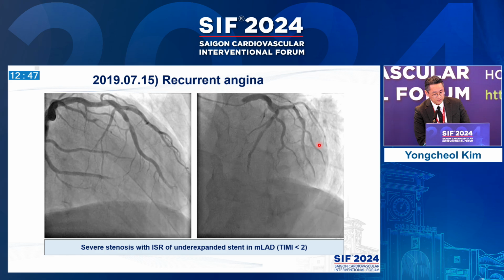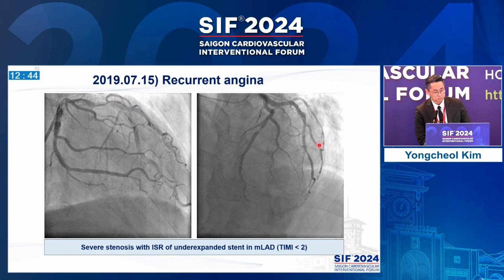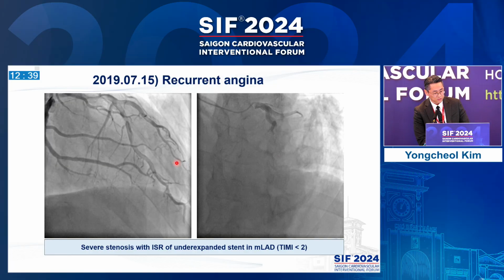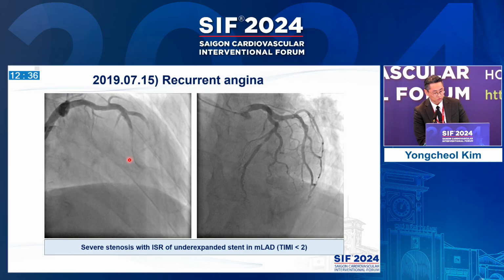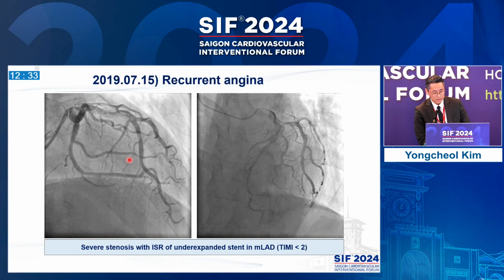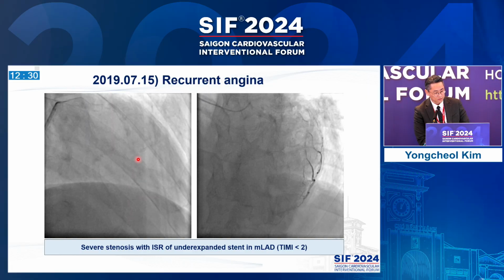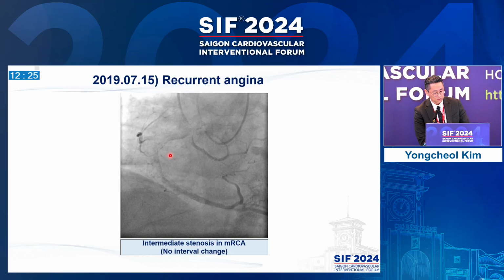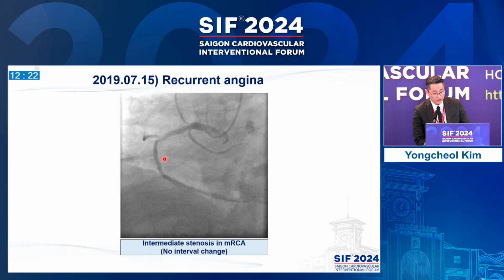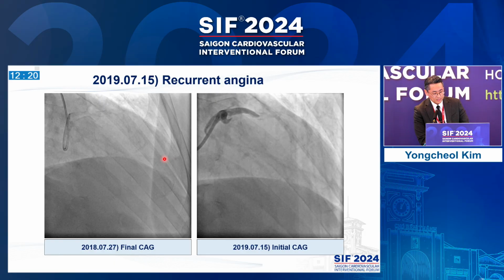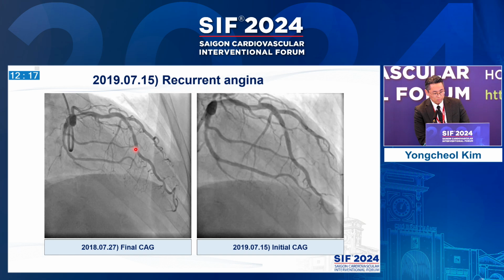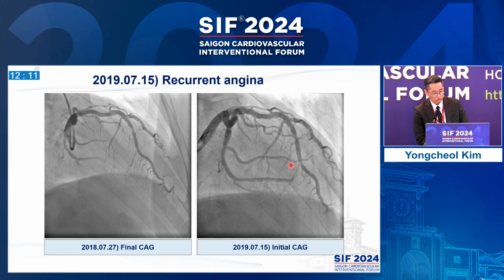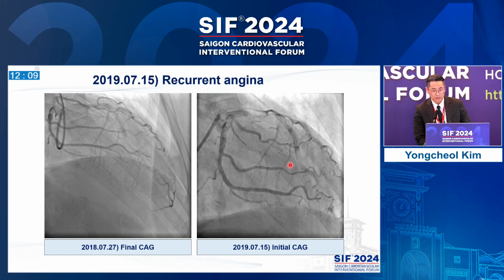One year later, he visited the clinic in the previous hospital due to recurrent angina, and the angiography showed severe stenosis with ISR of the underexpanded stent in the mid-LAD with TIMI flow less than 2. There was no interval change of the intermediate stenosis in the mid-RCA. Compared with the final angiography after stenting one year ago, the angiography showed aggravation of the stenosis in the underexpanded stent area.